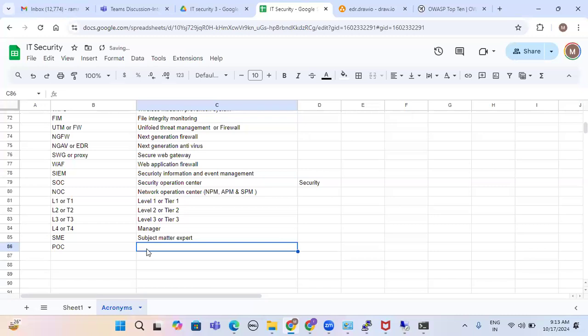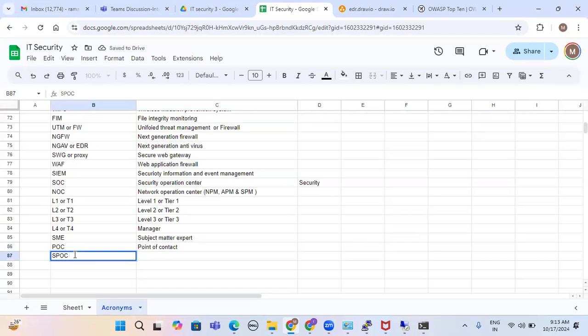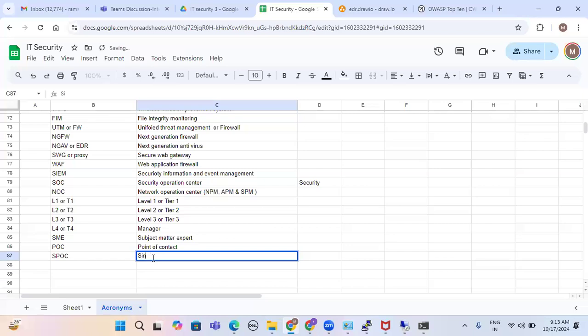Next one is POC, point of contact. Whenever an issue happens, like escalated issues or priority one issues, the customer will contact the main point of contact. That may be a manager, a subject matter expert, or the L3 level team. It depends. We have SPOC as well, which is a single point of contact. When a security incident is triggered, who is the main contact person? The customer or client will contact the SPOC or POC person.